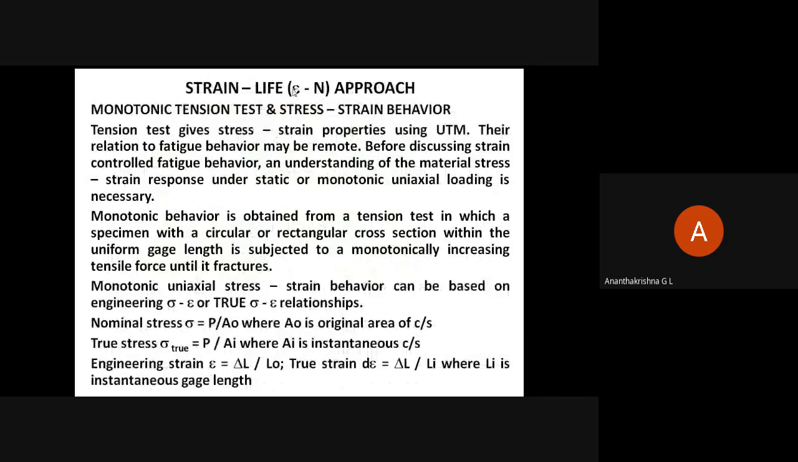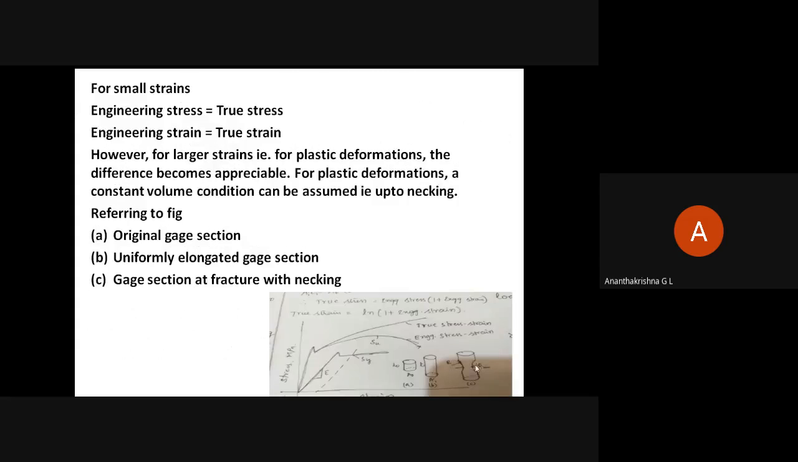This is a new approach. To understand the strain life approach, we learned the regular stress strain diagram and how we plot it. From there, we learned about engineering stress strain and true stress strain. When we use the original area of cross section, that gives us engineering stress. If we use the instantaneous area of cross section, we get true stress. When necking happens, there is a decrease in diameter, so what will happen to the stress?